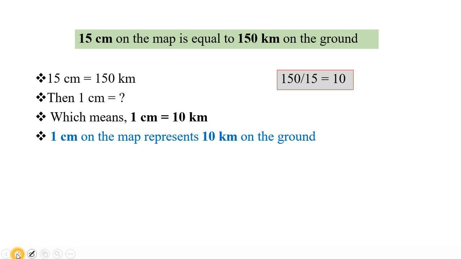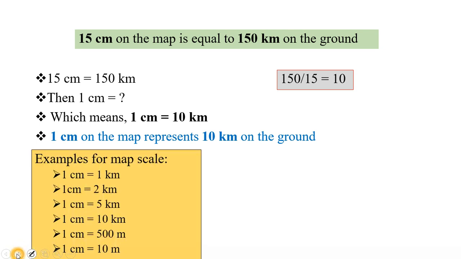I'll give you some examples. There can be n number of examples. There are a few examples here. 1 centimeter is equal to 1 kilometer, which means 1 centimeter on the map is equal to 1 kilometer on the ground. That means imagine 2 places, A and B, are on the map. If A and B are located 1 centimeter apart on the map, then actually on the surface of the earth they are 1 kilometer apart. Similarly, take the second to last example: 1 centimeter is equal to 500 meters. That means 1 centimeter on the map is equal to 500 meters on the ground.